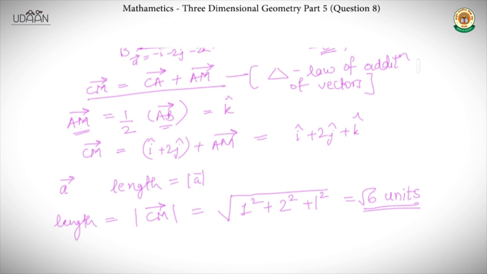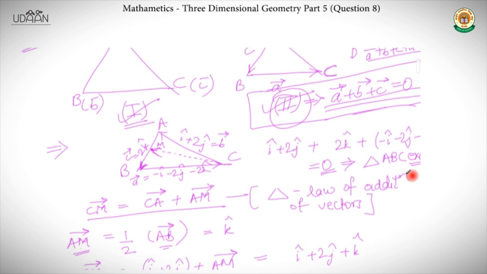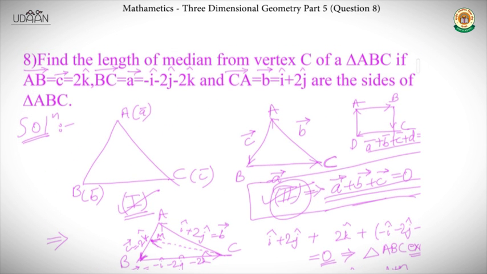We followed a similar approach and found the position vector of the median drawn from vertex C, and once the vector was calculated, the length of the median was directly given by the magnitude of that particular vector. Exactly.